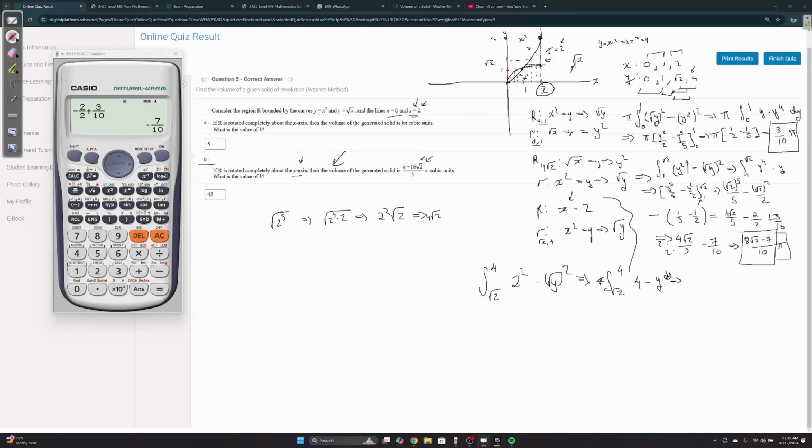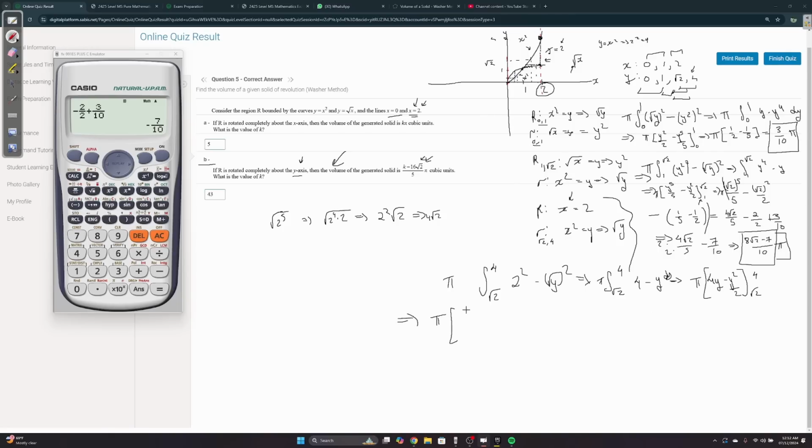So pi outside, again pi outside. I should have put pi outside. The pi should be there. It has to be there, or your answer is wrong. So here you're going to get pi times the integral: 4y minus y squared over 2, and our boundaries are from root 2 till 4. Let's do it now. Substitute.